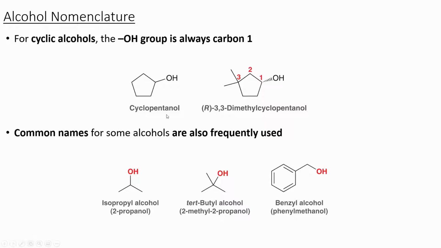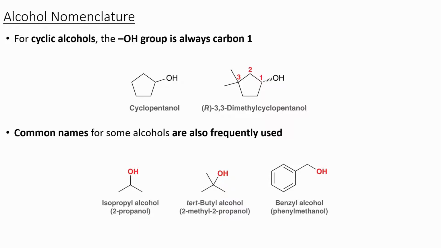In this example, we have three substituents. We have a dimethyl in one position and an OH in the other position. And we also have stereochemistry on the OH. The stereochemistry for the OH would be R. And then it would be 3,3-dimethylcyclopentanol. And since the OH is in the one position, we actually don't have to include the number in the name.